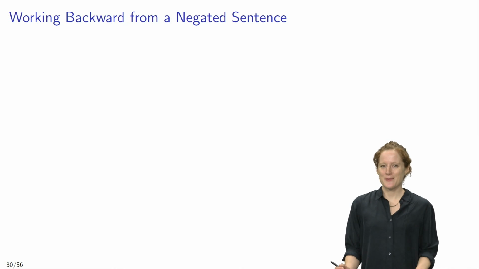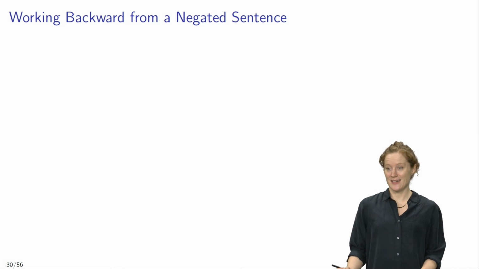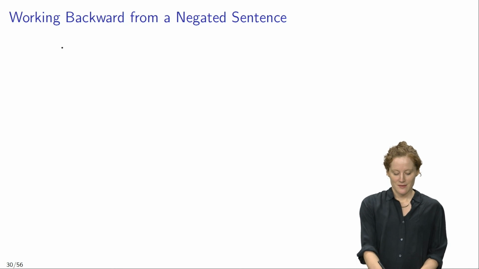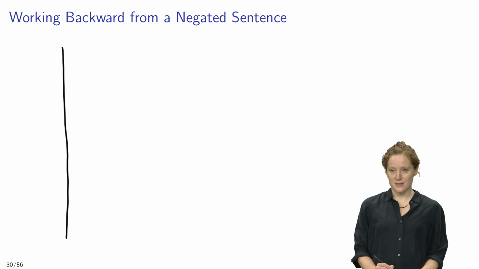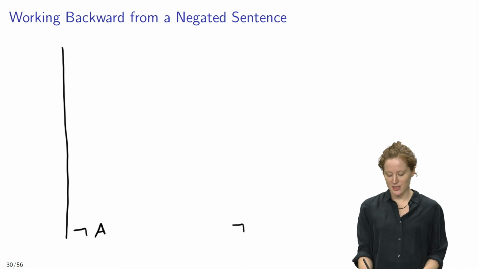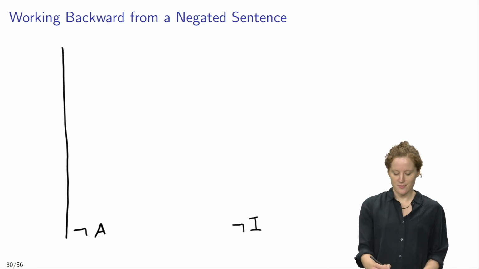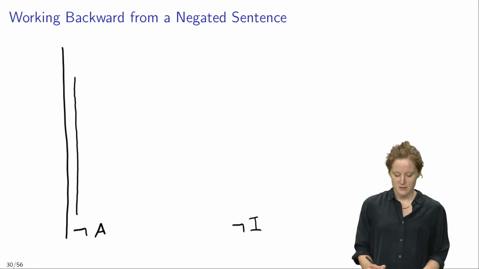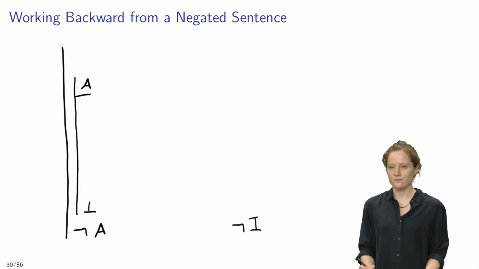Now, what does backward planning suggest when I prove a negated sentence? Well, suppose this is my proof and I want to prove that not A. Backward planning suggests that I should use negation introduction to prove the sentence. And I know that negation introduction also requires a subproof. So that subproof starts with the assumption that A and ends with a contradiction.